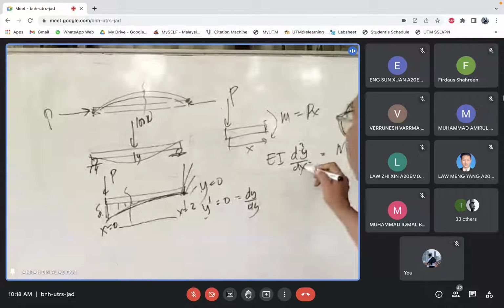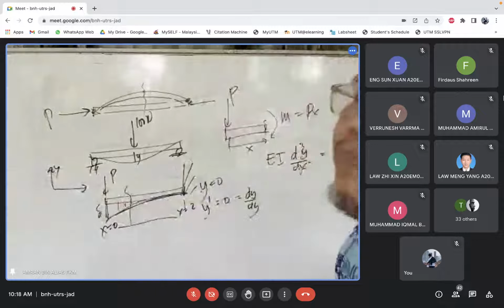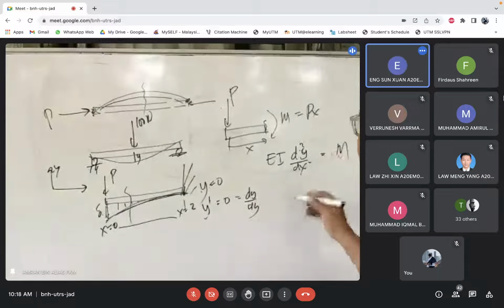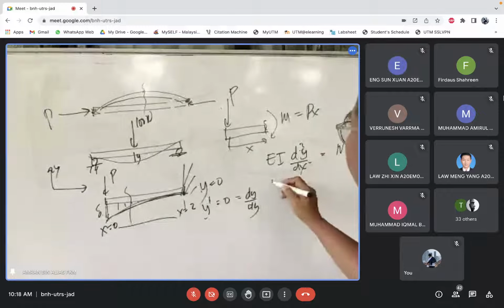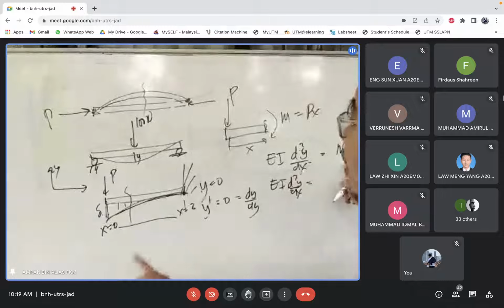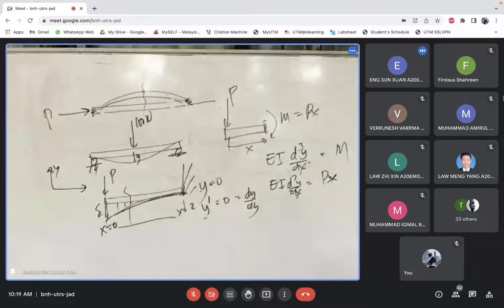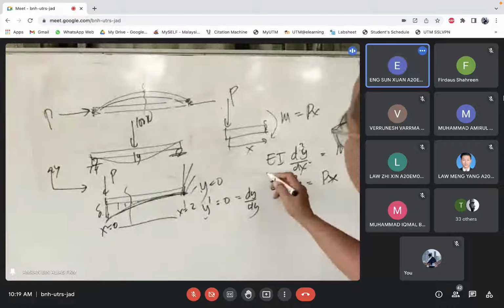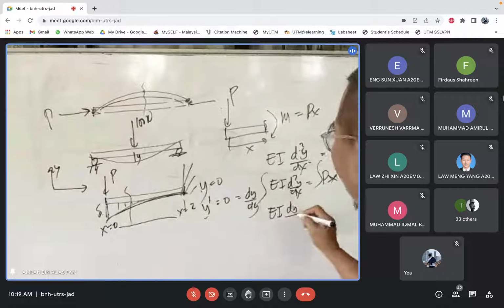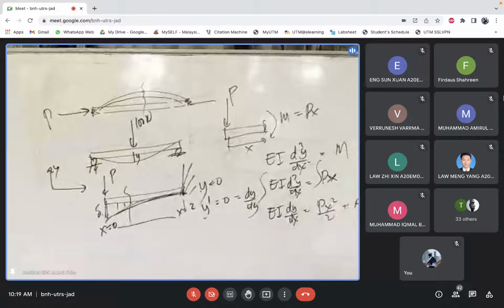So, we have y and x. This is your x here. Up and down is y, right? So put there. What do we have there? EI d²y/dx² equal to moment. My moment is equal to Px, right? We integrate here. What do we have? We get EI dy/dx equal to Px²/2 plus constant, correct?